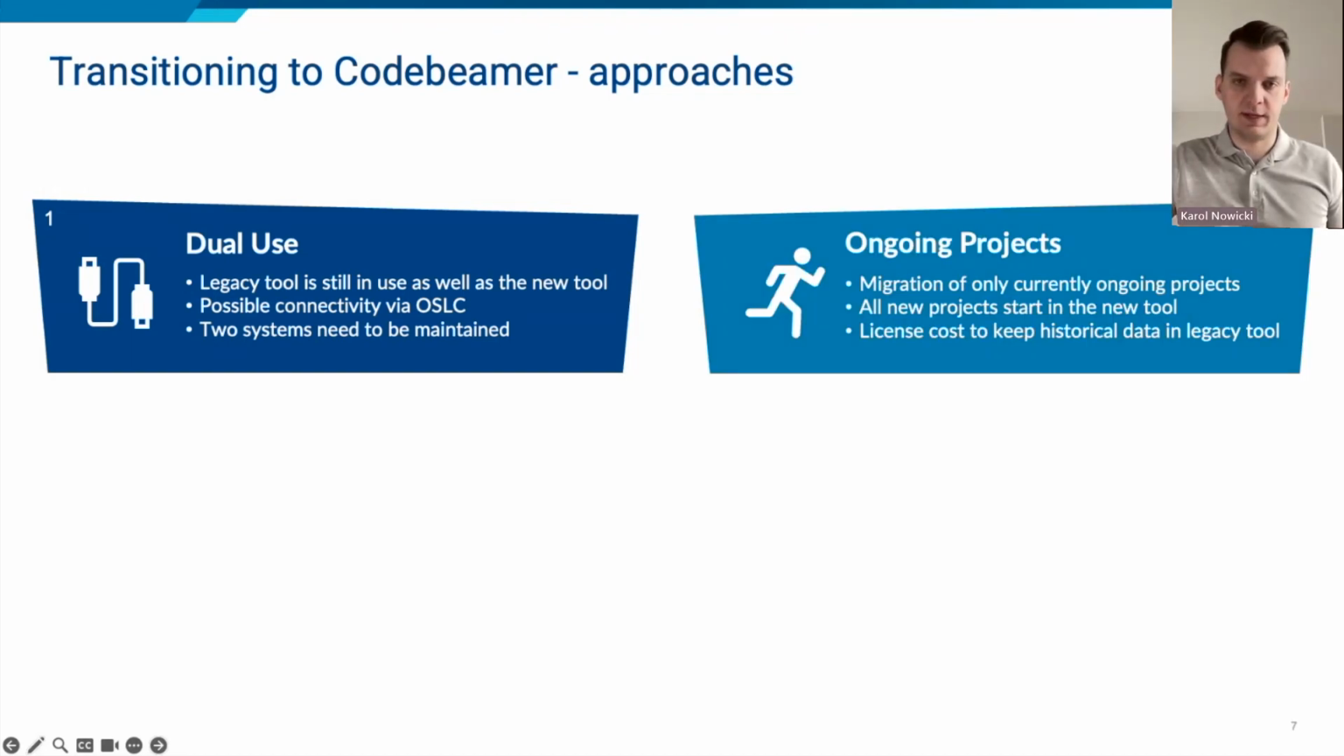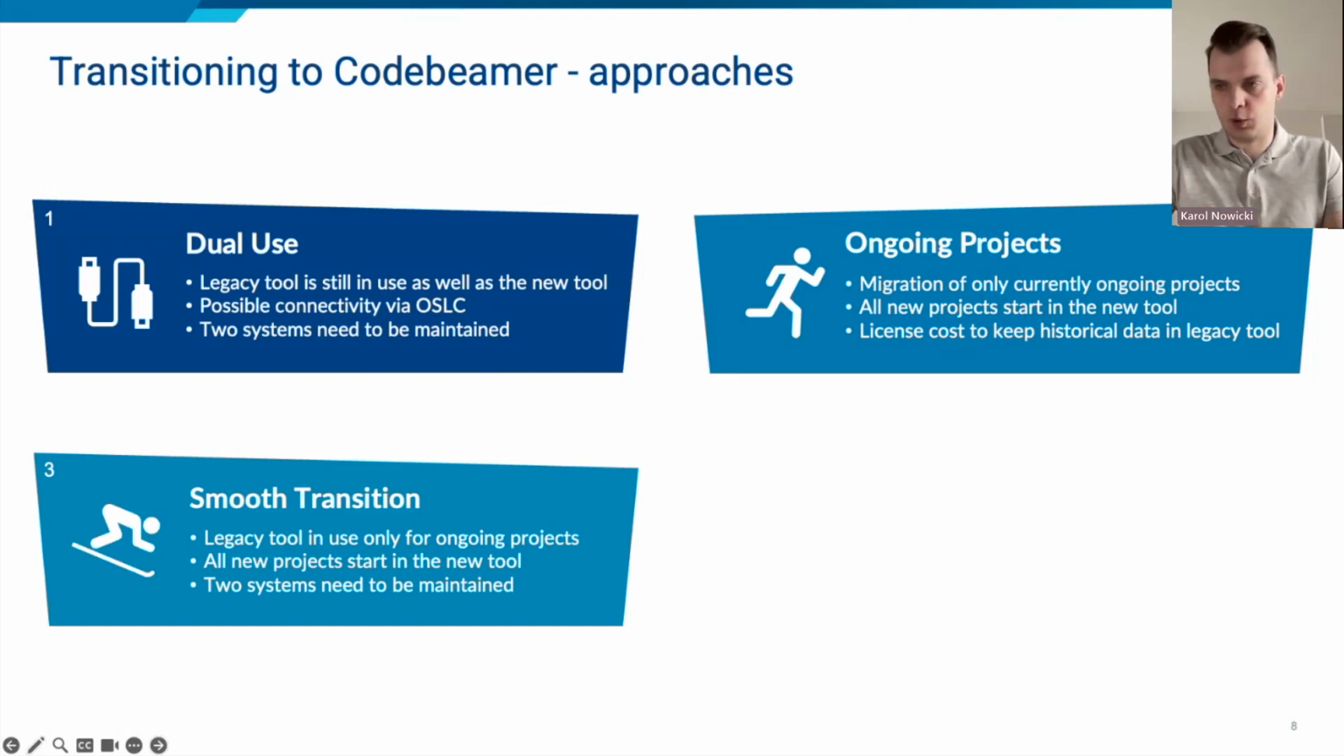The same disadvantage relates to the migration of ongoing projects only, where we leave the historical data also in old tool, but migrate active projects to Codebeamer. The costs are lower in that approach, as we don't need to have any licenses to work on legacy tool. We are using licenses only to see the historical data. And the maintenance also would require much less effort.